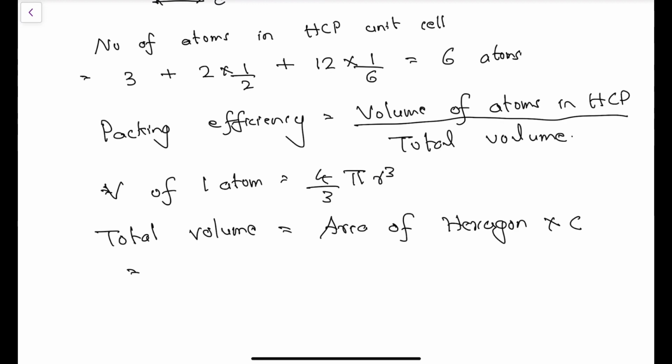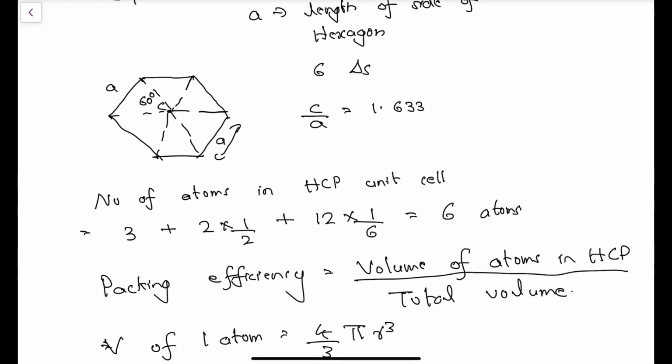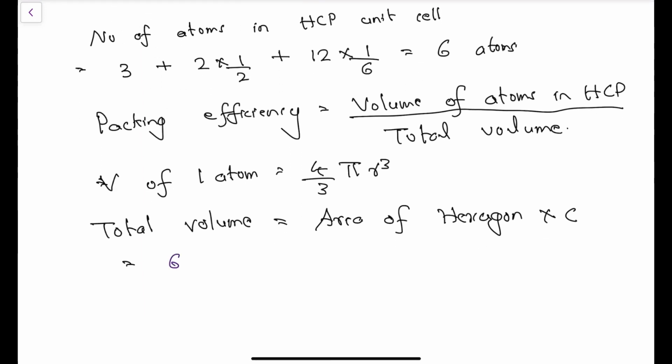So this is equal to, for the area of the hexagon, I told you there are 6 triangles here, that is 1, 2, 3, 4, 5, and 6. So there are 6 equilateral triangles. So this is equal to 6 into root 3 by 4 into a square into C. So this is the volume of the hexagon.